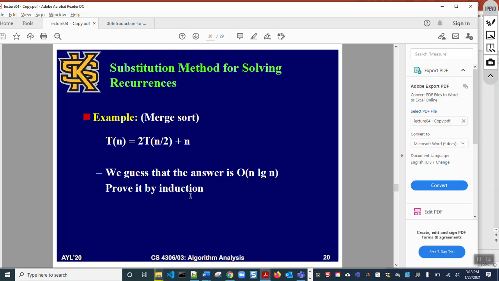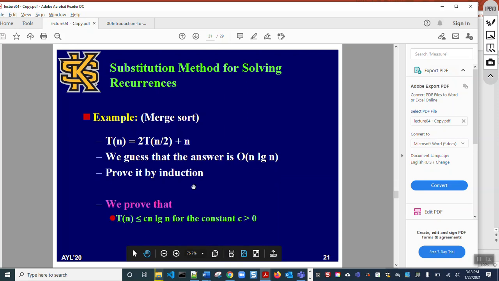So here, the substitution method with the merge sort algorithm. We know that for the merge sort algorithm the running time T(n) equals 2T(n/2) plus n. Then we can guess the answer is big O of n log n, where log means log base 2. And we need to prove it by induction. So how do we prove it by induction?